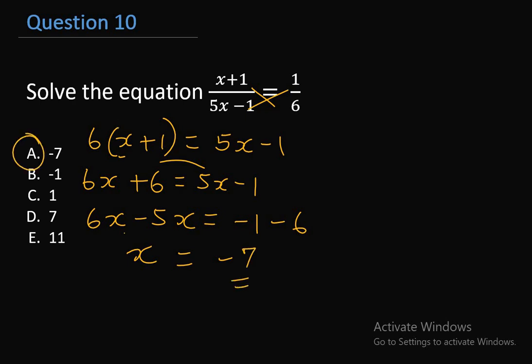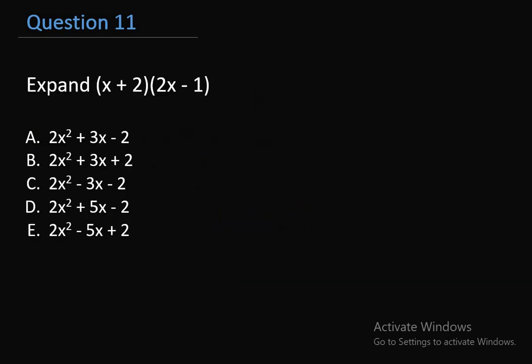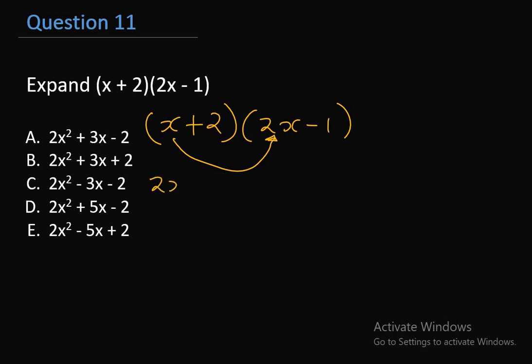Okay, question 11. We have two brackets. The first is x plus 2, bracket 2x minus 1. So use the term in the first bracket to break the second bracket by multiplying each term in the second bracket. So x times 2x will give me 2x squared. Then x times minus 1 will give me minus 1x or minus x. Alright? Minus 1x, the same thing.